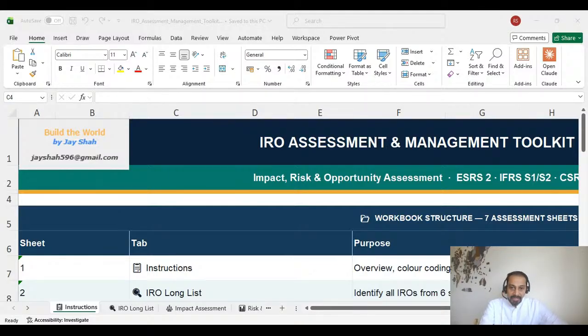Okay. So as we see in module 9, I have created the double materiality Excel sheet. Similarly, we have created the IRO assessment and management toolkit for everyone who is part of ESG, sustainability and the climate profession.